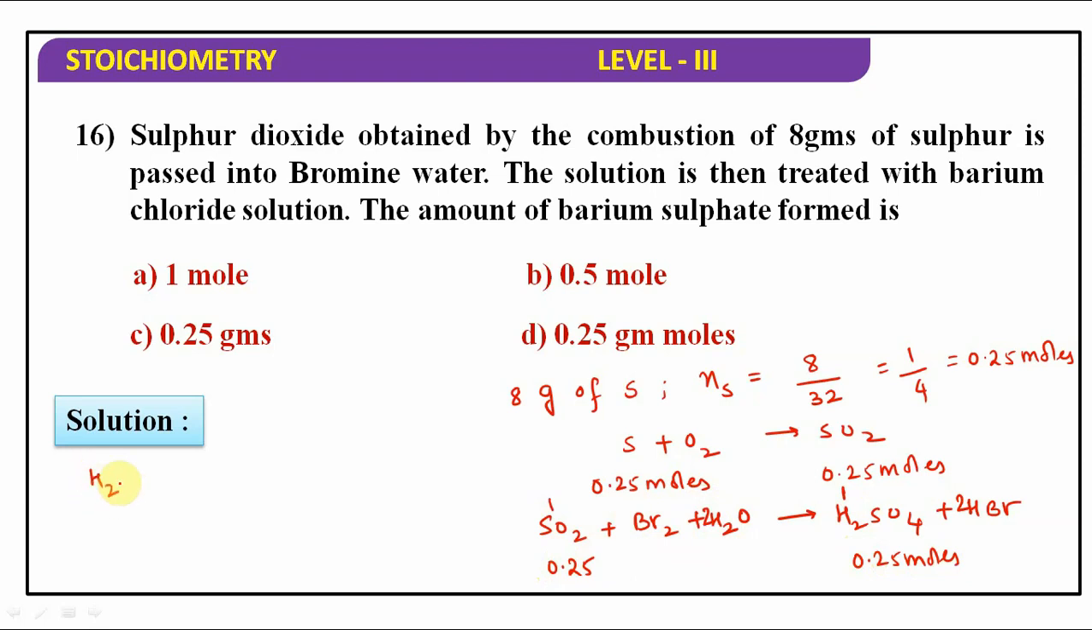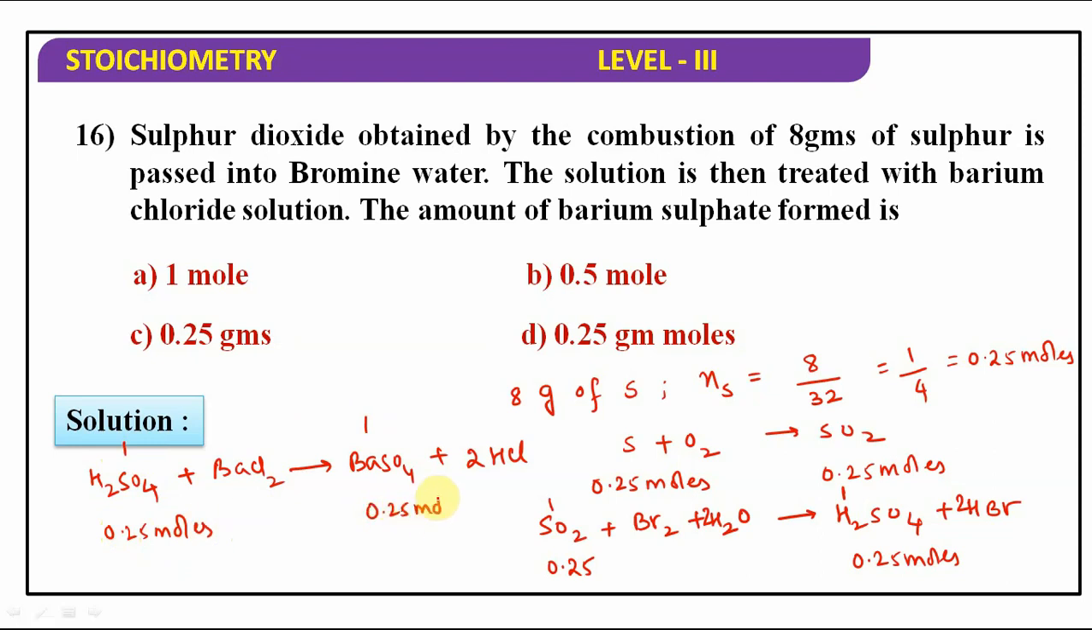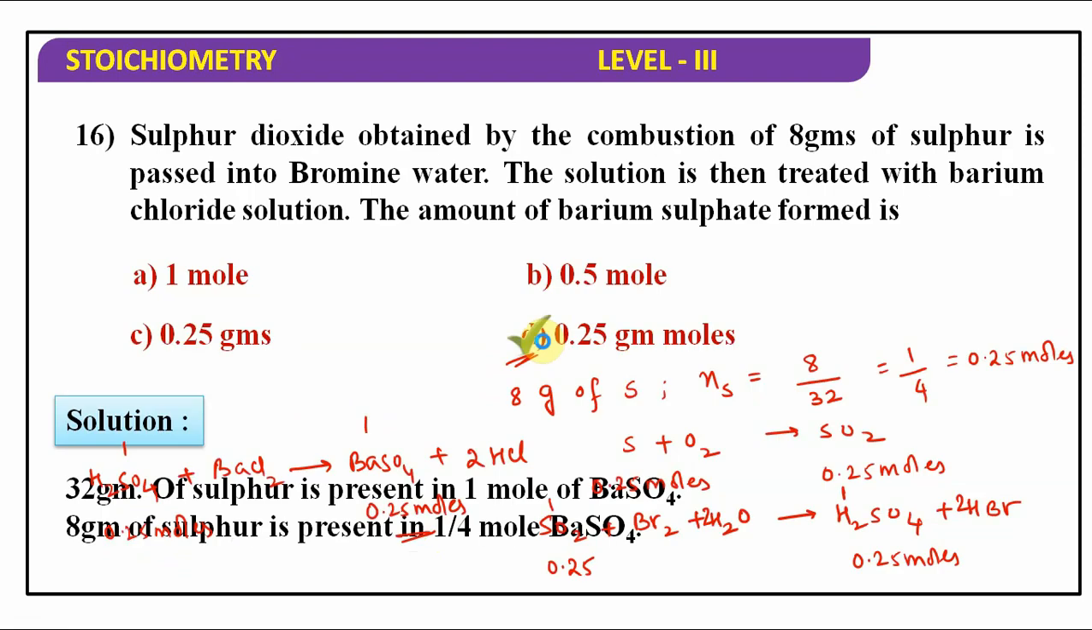Now that H2SO4 solution is treated with barium chloride, BaCl2. It gives you BaSO4 plus 2HCl. As per stoichiometry, 1 mole of H2SO4 is giving 1 mole of BaSO4. How many moles of H2SO4 do we have? 0.25 moles gives you 0.25 moles of BaSO4. That is also another way of calculation. Of course, finally it gives the same answer. There is no change in it. So, option D is the correct answer. You can check it. Hope you understand, children. Is it clear for you? Right?